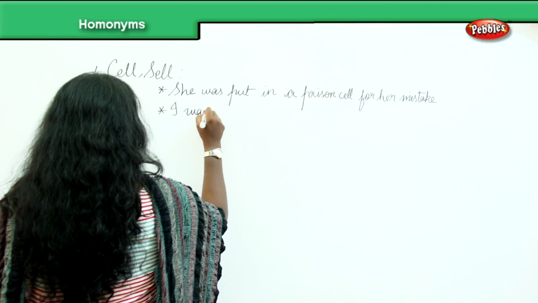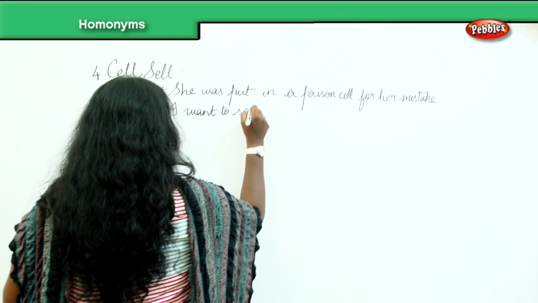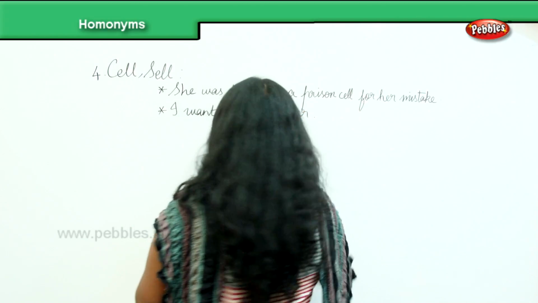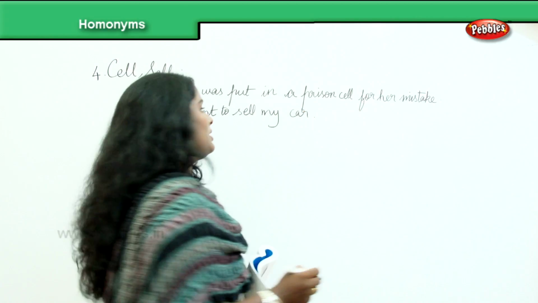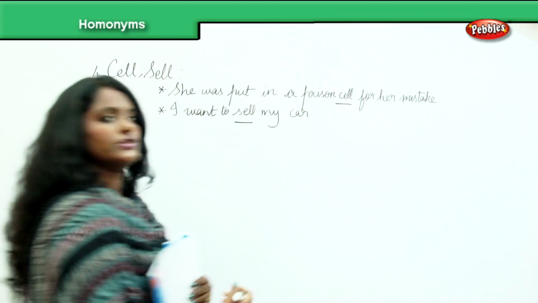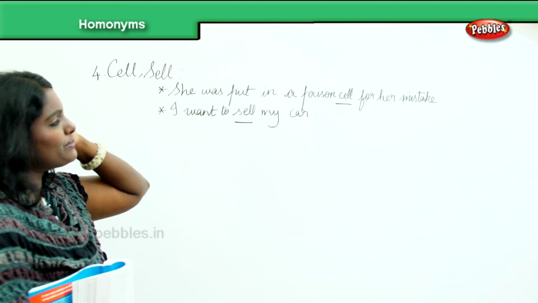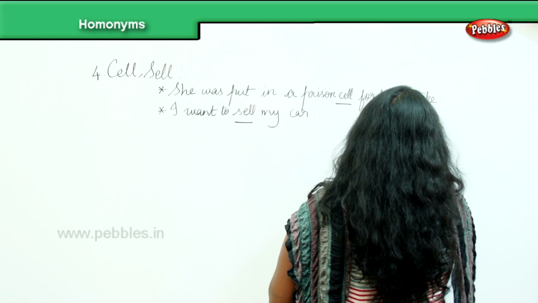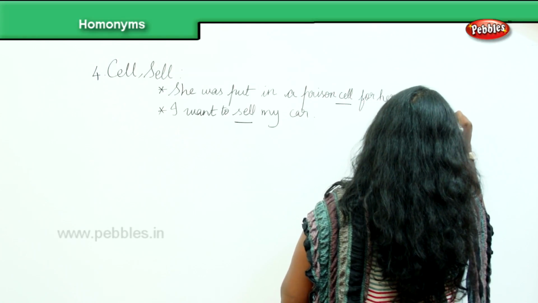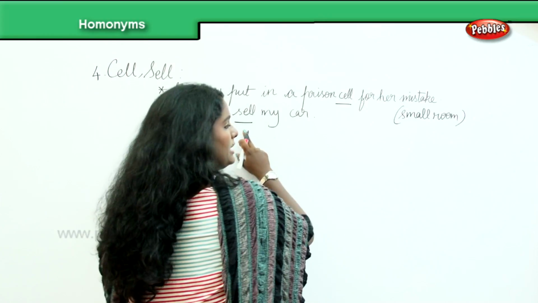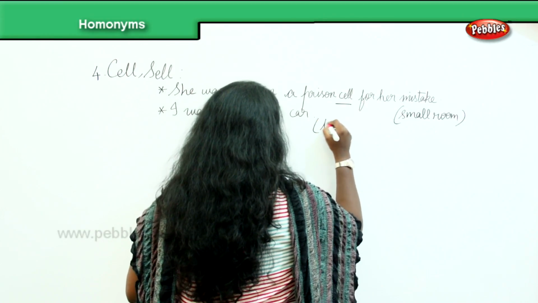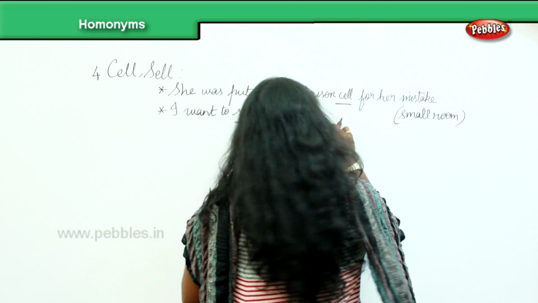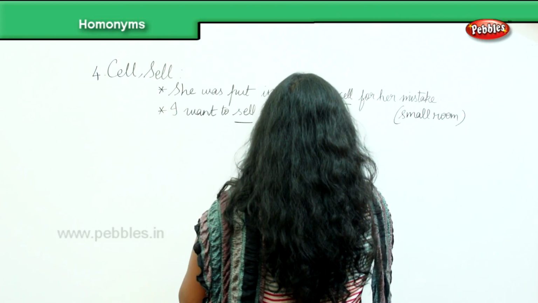I want to sell my car. Let me highlight the cell first. So this cell means a prison cell. She was put in a prison cell for her mistake. This cell means a small room. Whereas this sell means it's an offer to sell something. So I can have it as offer for sale.